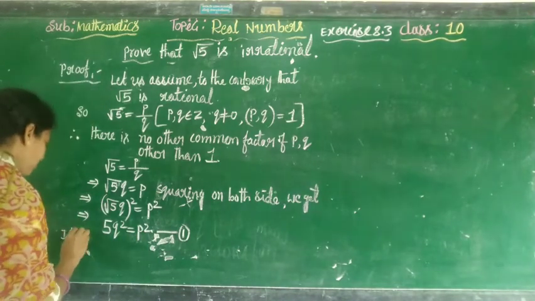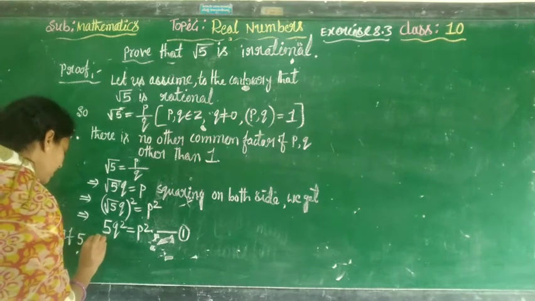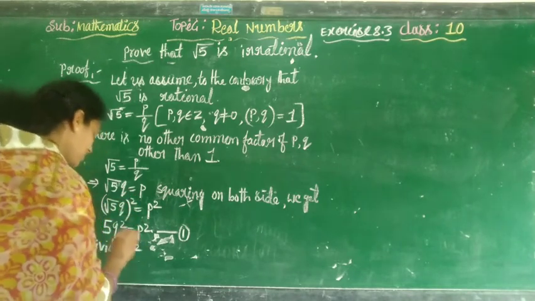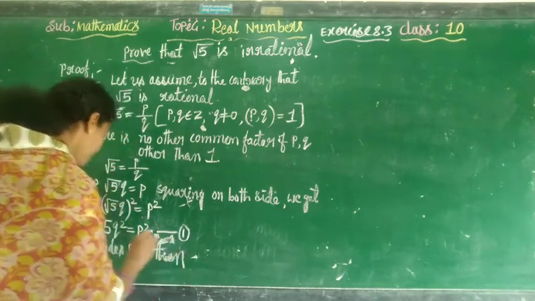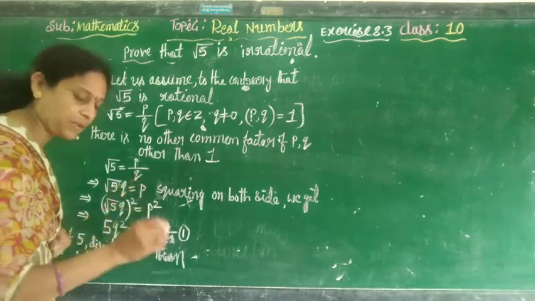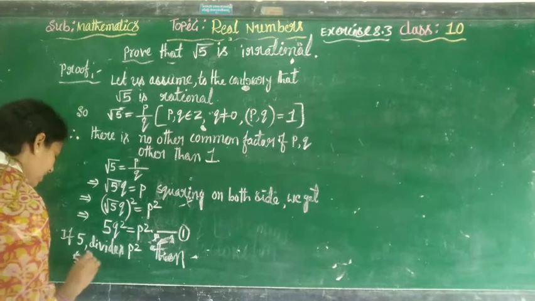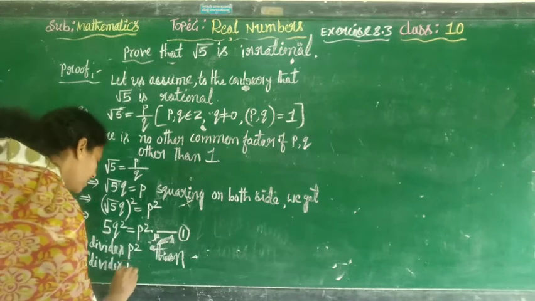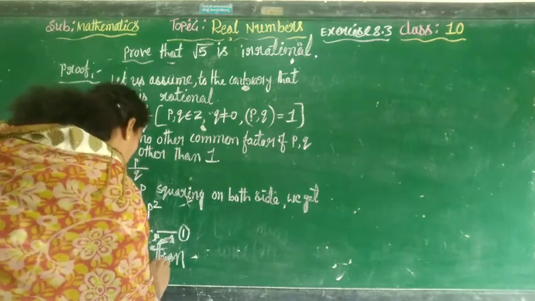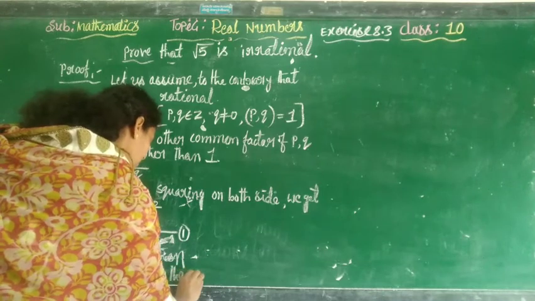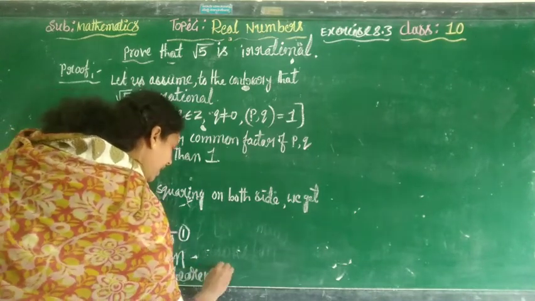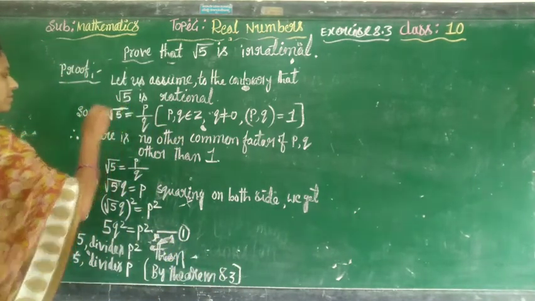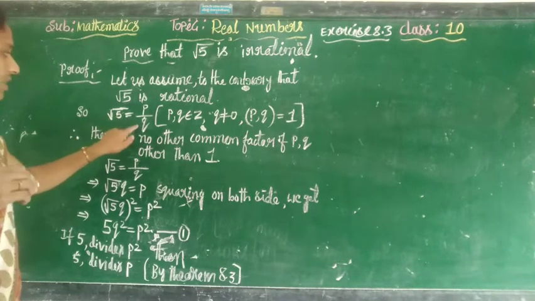So if 5 divides p square, then 5 also divides p, by theorem 8.3.